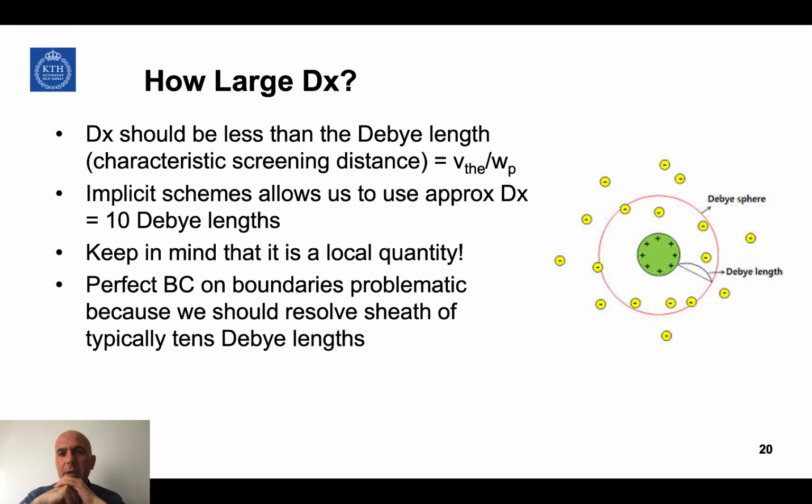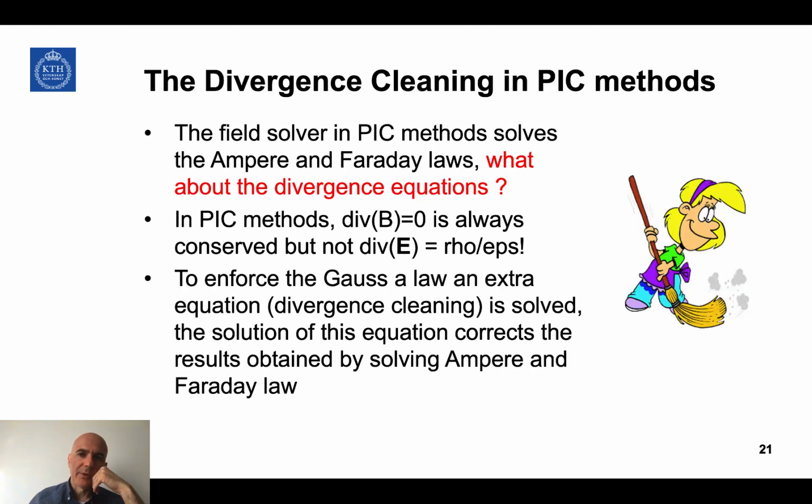It is also problematic when we have the boundary. For instance, one of the easiest boundary conditions is to put a perfect conductor, like metallic, so it forms a sheet along the boundary that is typically of the size of the Debye length. So boundaries are also problematic when it comes to grid spacing definition.